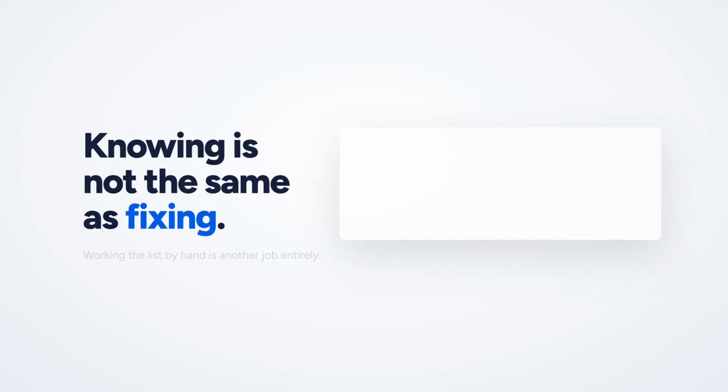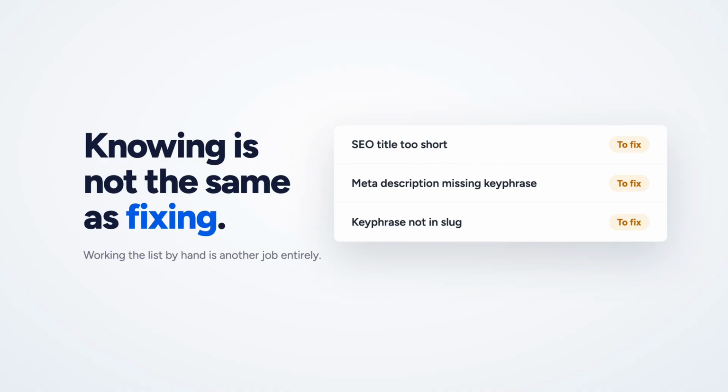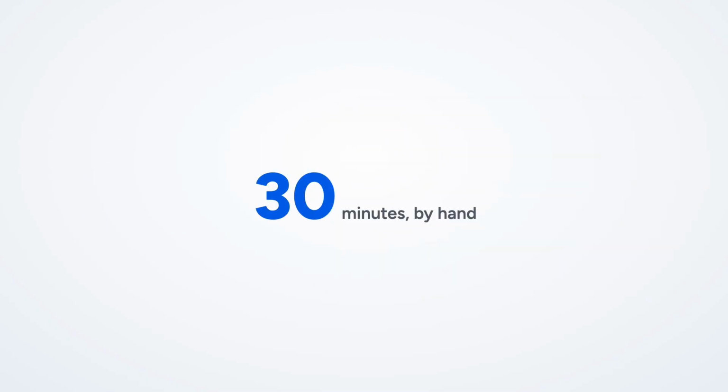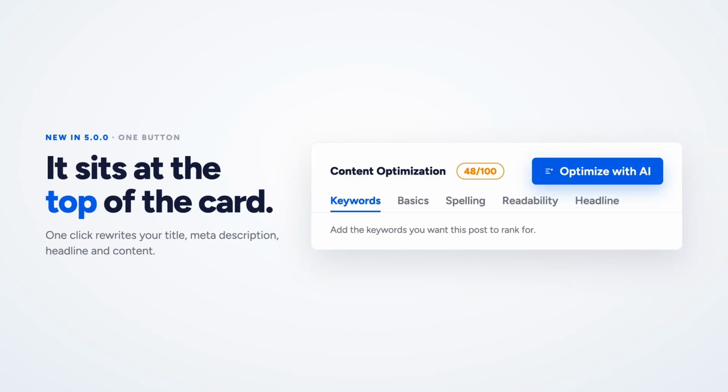True SEO already tells you exactly what's holding your score back. Working through that list by hand is another job entirely, because a weak title, a thin meta description, a passive sentence, and a spelling error add up to half an hour you probably don't have. That's what the new Optimize with AI button does.